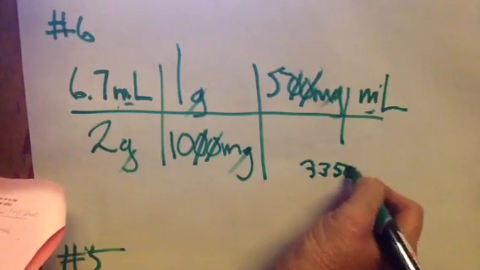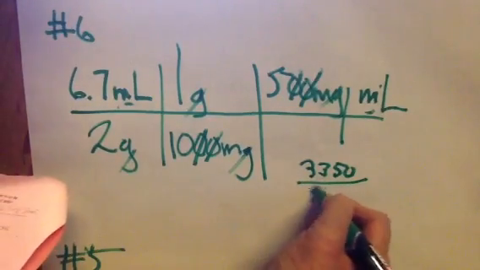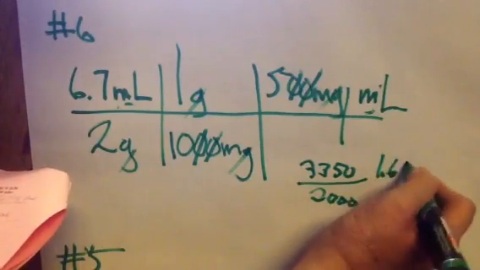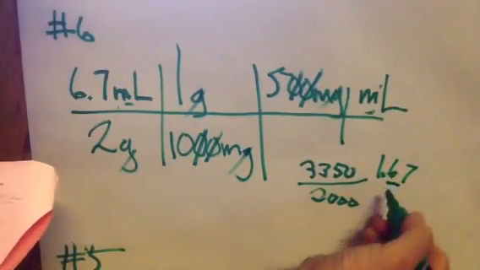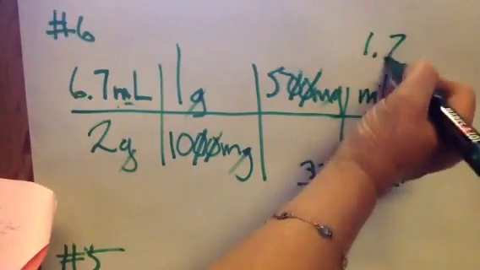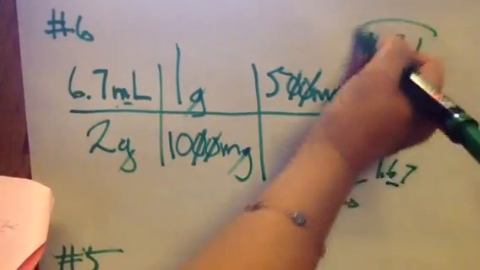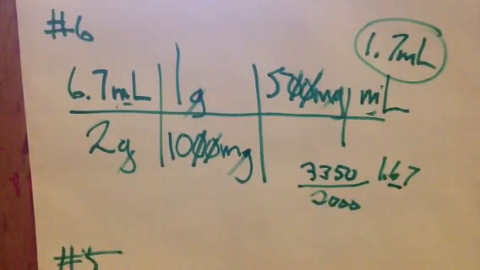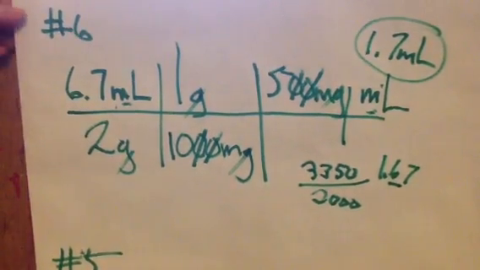3350 over 2,000, which is 1.67. Now, we're always rounding to tenths, so the answer here is 1.7 milliliters after rounding this. Okay? All right.